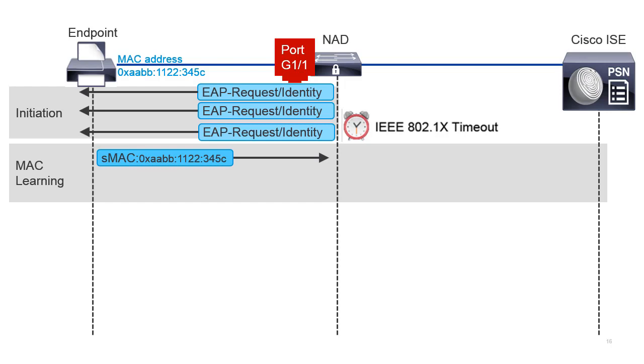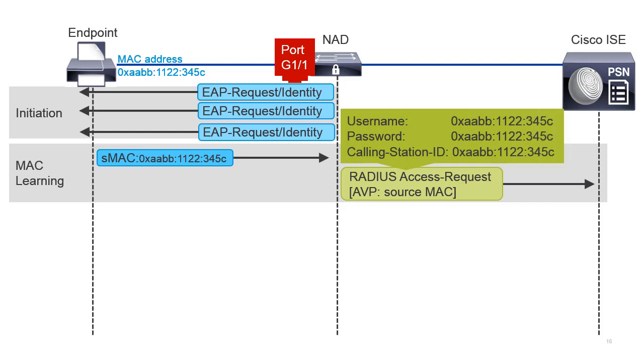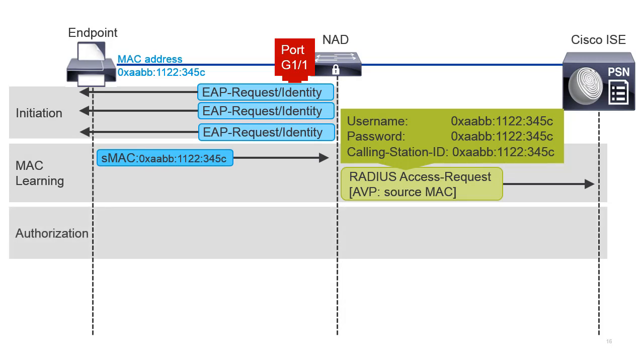The switch sends a RADIUS access request packet, which includes the endpoint MAC address, as 3 separate attribute value pairs, or AVPs. It is used as the username, the password, and the calling station ID. In the authorization phase, the RADIUS server validates the MAC address. If valid, it sends an access accept message. This message informs the switch to allow endpoint port access.